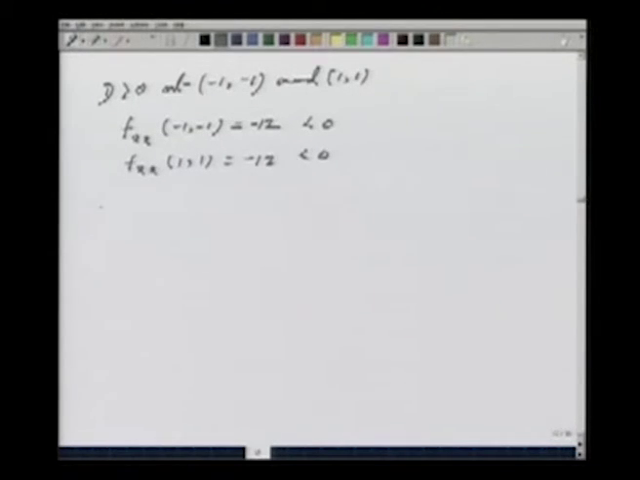So finally what is my result? The result is 0, 0 is a saddle point because d there is negative, and 1, 1 and minus 1, 1, these are local maximum.